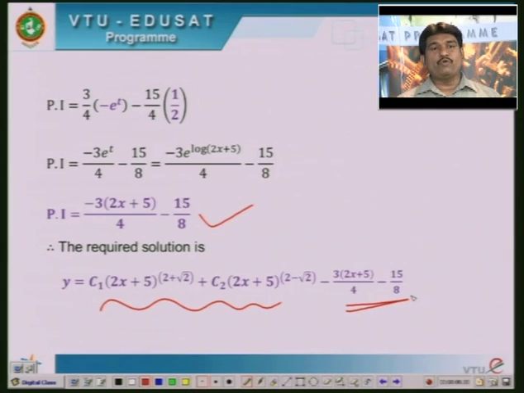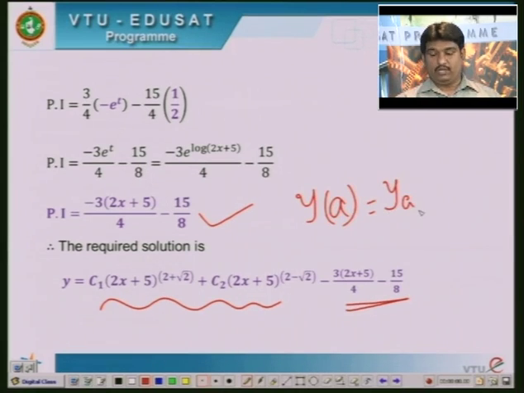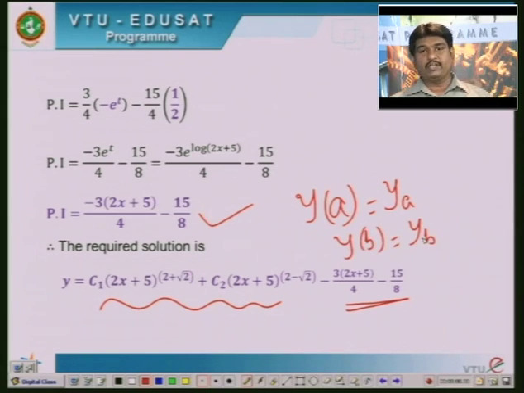In case boundary conditions are given, that is, conditions specified at more than one point, for example, y of a equals ya and y at b equals yb. Two conditions are given, specified at two points a and b. Conditions at more than one point are boundary conditions, and the corresponding problem is known as a boundary value problem. If these two conditions are given, you have to find the particular solution by substituting them in the general solution, and determine the arbitrary constants C1 and C2.